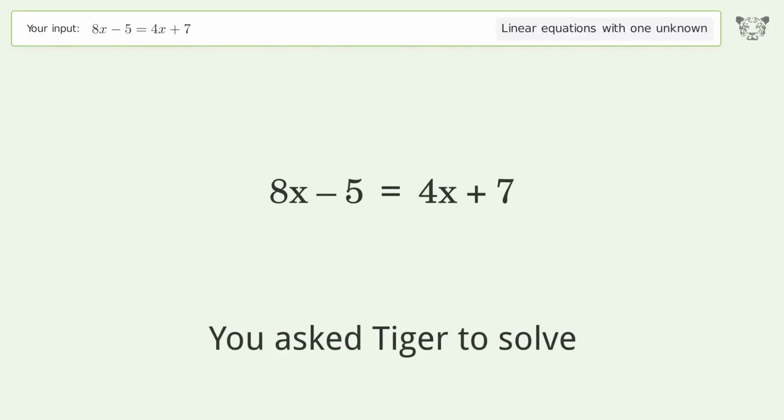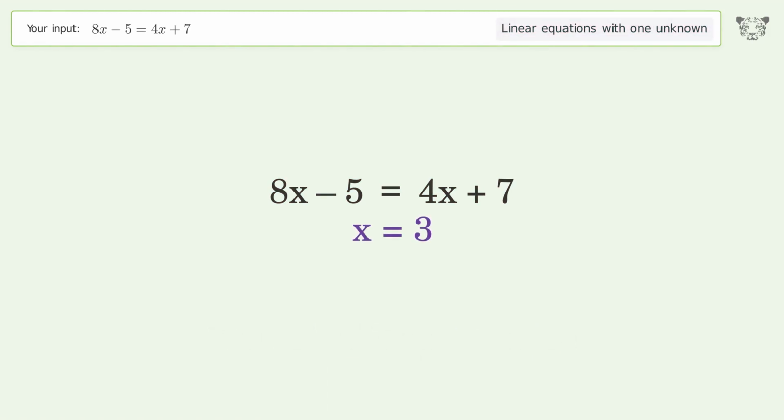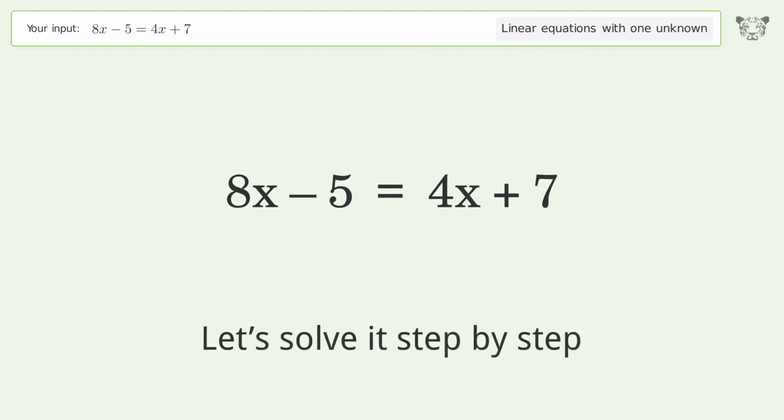You ask Tiger to solve this. This deals with linear equations with one unknown. The final result is x equals 3. Let's solve it step by step.